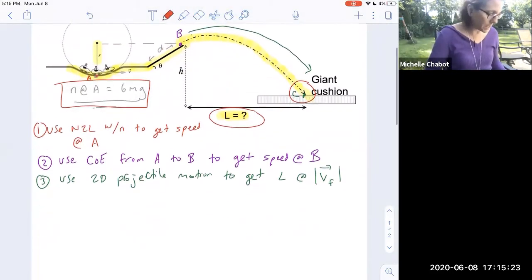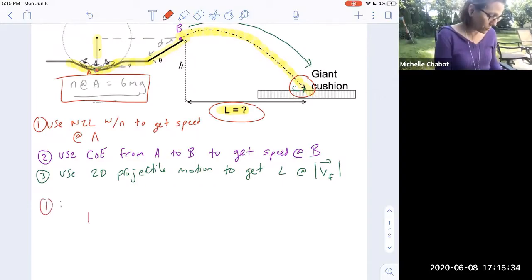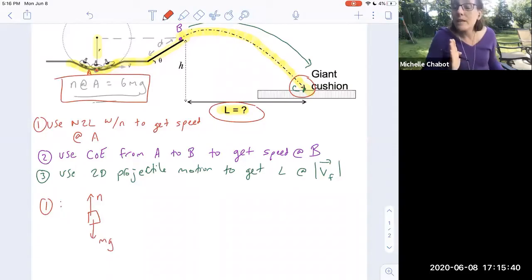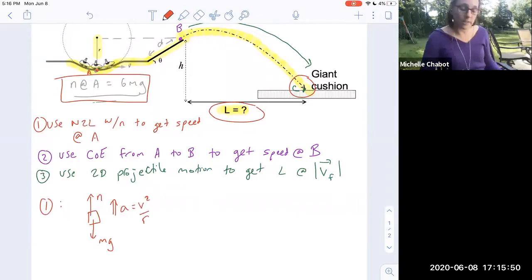What we will see for Newton's second law with the normal force at the bottom is that for step 1, we want to draw the free body diagram. So we're going to have the normal force up. We're going to have mg down. It's going to be accelerating towards the center of the circle at that given point. So the acceleration here is v squared over r. Little r is given to us. And so we want to find v.